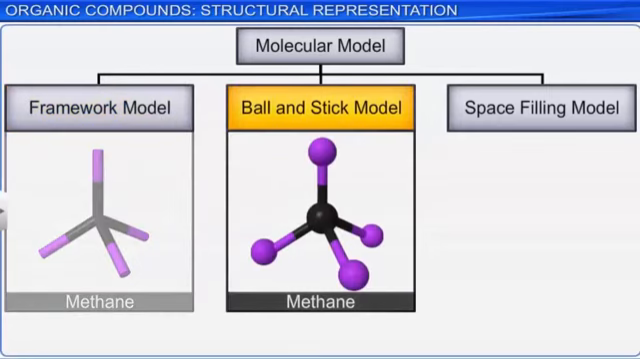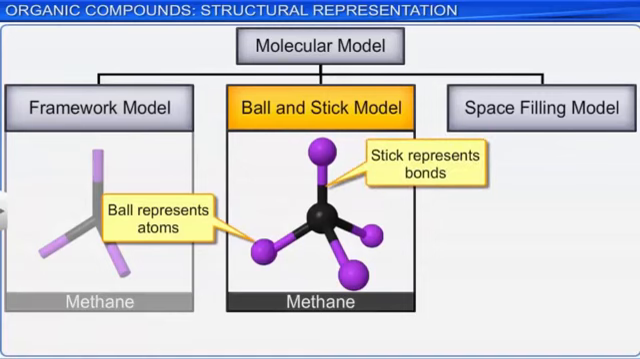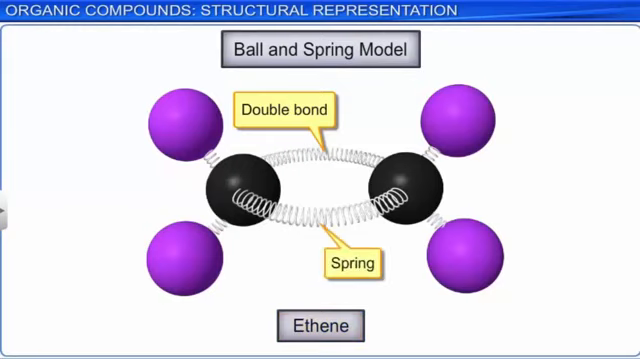In the ball and stick model, both bonds and atoms are shown. The balls represent atoms while sticks represent bonds. Compounds containing a double bond, as in ethene, are represented in a different way. In place of a stick, a spring is used to represent the double bond. Hence, this type of model is called a ball and spring model.